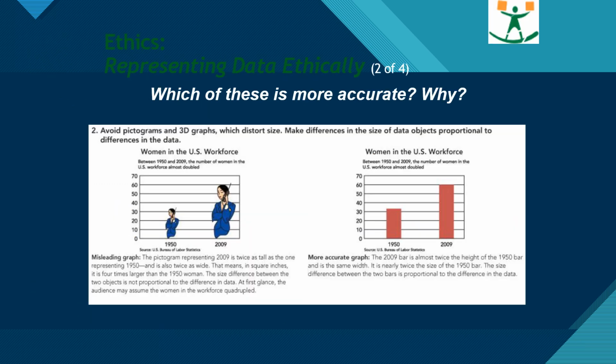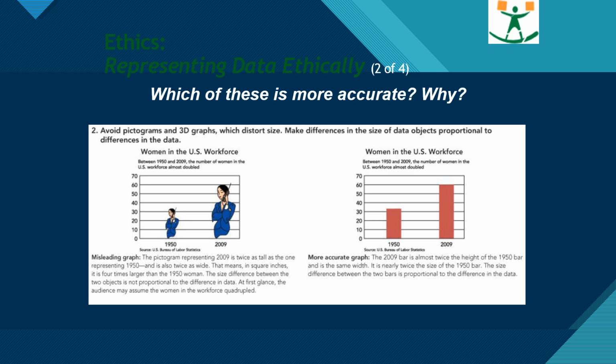Avoid pictograms and 3D graphs, which distort size. Make differences in the size of data objects proportional to differences in the data. A set of images below show how to represent data ethically. In the image on the left, the pictogram representing 2009 is twice as tall as the one representing 1950, but is also twice as wide. That means, in square inches, it is 4 times larger than the 1950 woman. The size difference between the 2 objects is not proportional to the difference in data.